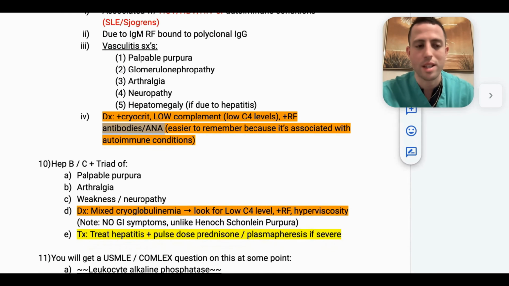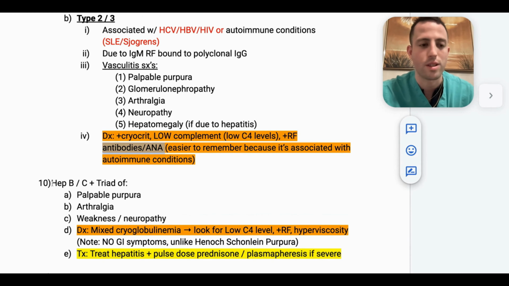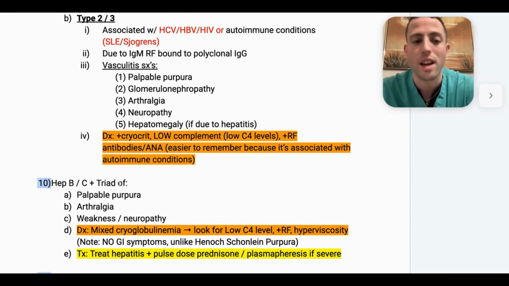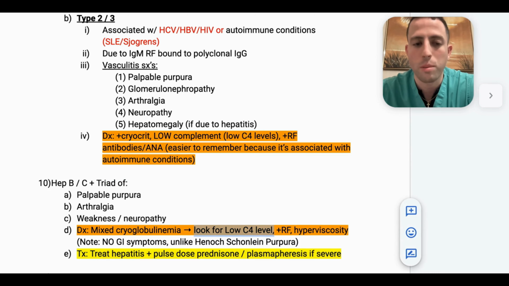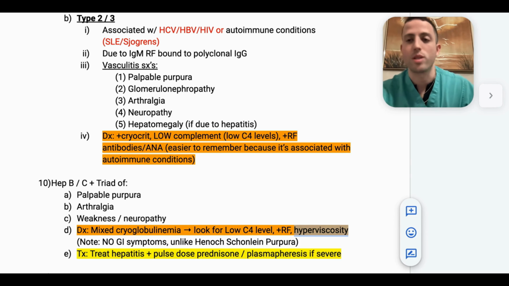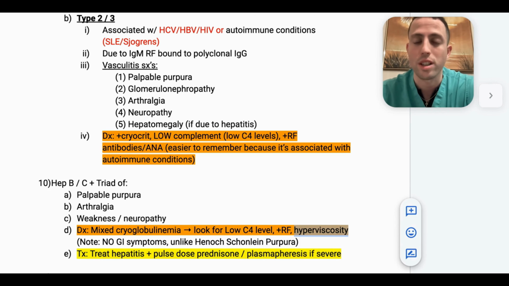All right, talking about hepatitis, let's go along this track here. So Hep B plus or minus Hep C, as well as a triad of palpable purpura, arthralgia, weakness or neuropathy. Your diagnosis is going to be mixed cryoglobulinemia. So look for that low C4 level, the low complement like we just talked about with type 2 and type 3 cryoglobulinemia. Look for a positive rheumatoid factor, as well as look for hyperviscosity. And so both cryoglobulinemias can get hyperviscosity, but type 1 is more associated with it. So if you see the blurry vision, the ataxia, the confusion, those types of symptoms, it's more likely to be a type 1 cryoglobulinemia, but there is some carryover between the types.